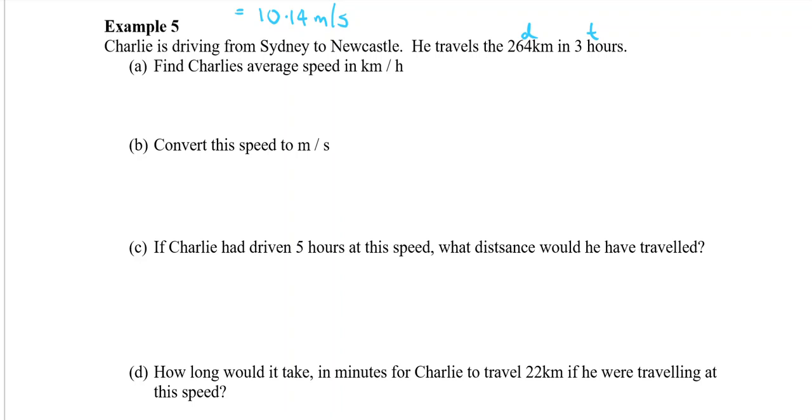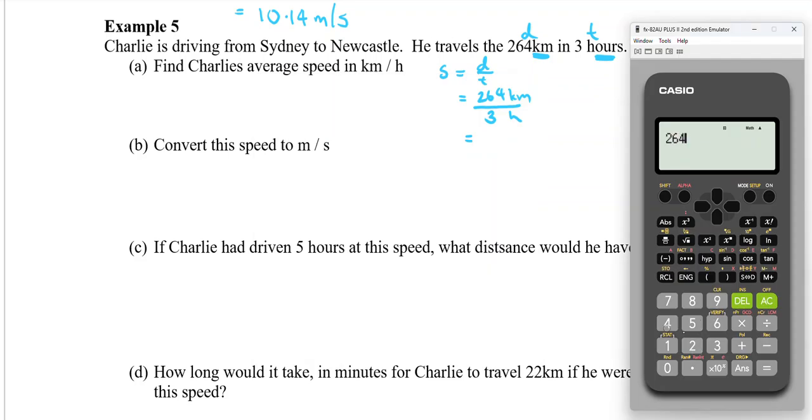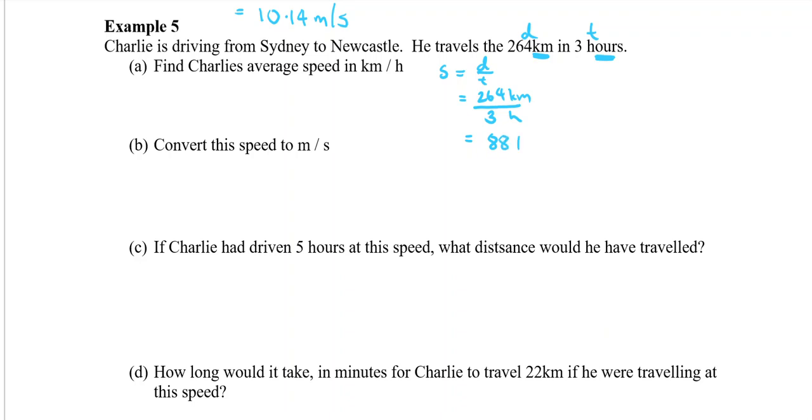Part A says, find his average speed, and remember speed is distance over time, in kilometres per hour. So that just means I need kilometres, which I have, and hours, which I have, and then I can put that into my formula. So 264 kilometres for the distance and 3 hours, so I can put the kilometres here and the 3 hours on the bottom. And when you divide them, he is travelling an average of 88 kilometres per hour.